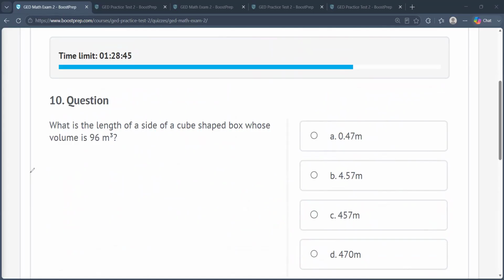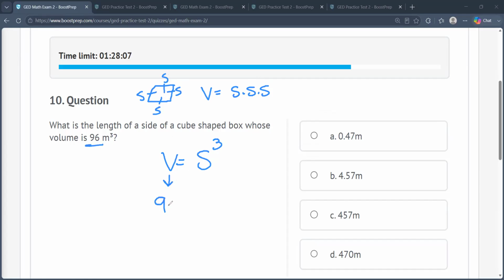Okay, question 10. What is the length of a side of a cube shaped box whose volume is 96 meters cubed? So they want to know what is one length. Because we are dealing with a cube, one of the faces is technically a square, and we know that in a square all sides are the same. So the volume of this cube box is going to be s times s times s, or really s cubed. And then the volume is 96, so you can just replace v with 96. And then you have this s cubed.